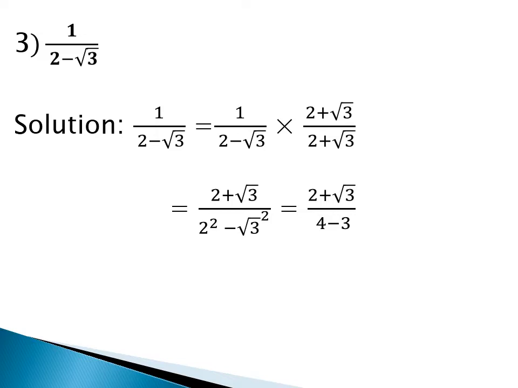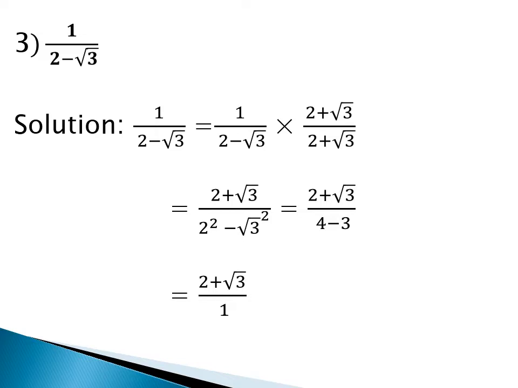What is a square here? 2 square. 2 square is 4. What is b square here? Root 3 square, that is 3. So in the denominator you are having 4 minus 3. What is 4 minus 3? It is 1. So in the numerator you are having 2 plus root 3 and in the denominator you have 1 there. That means in the denominator we got a rational number. So we have done the rationalizing of the denominator.